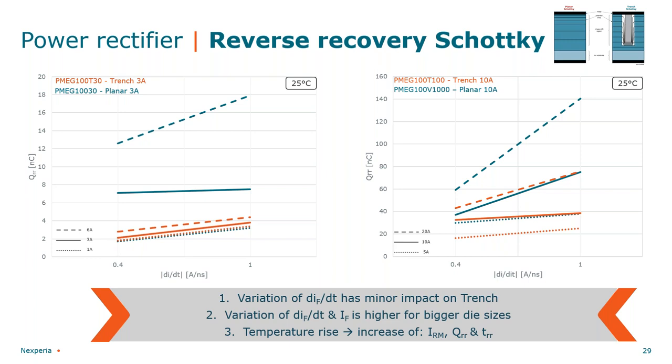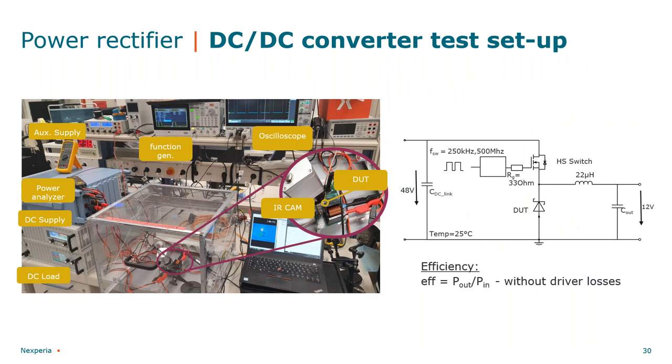So how does this show itself in an application? For that, we use the same double pulse test platform and reassembled it to be again a buck converter. So remove the shunt, added some output capacitors, and then on the left hand side you can see the setup which we have used. So a little bit more complex than the double pulse test setup.